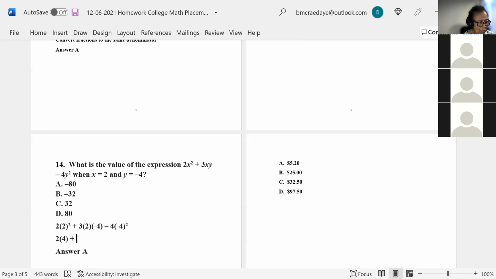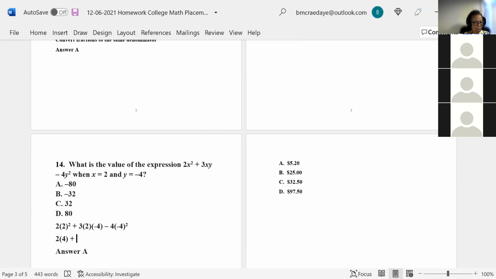So that would be 2 times 2 squared plus 3 times, now xy becomes 2 times -4. So put it in parentheses: 3, parentheses 2, and parentheses -4. Enclose 2 in parentheses and -4 in parentheses. Then put minus, so the 4y squared becomes 4 times -4 squared.